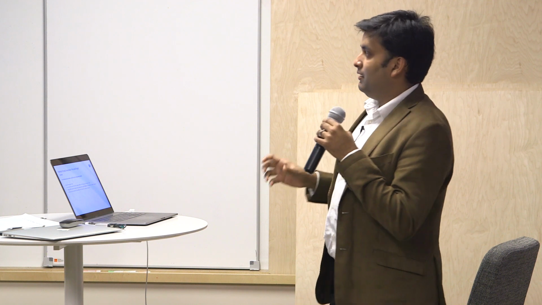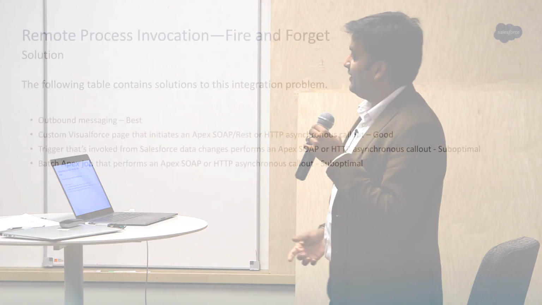Same applies for trigger. The same thing you're doing from outbound message, you can do from trigger. You can use the trigger to call an outbound URL or something, right, which will invoke the system, which is still good. Why it is suboptimal is because outbound messaging doesn't require any code. You can directly call that. In trigger, you still have to create a piece of code. You have to write a test class and all those things.